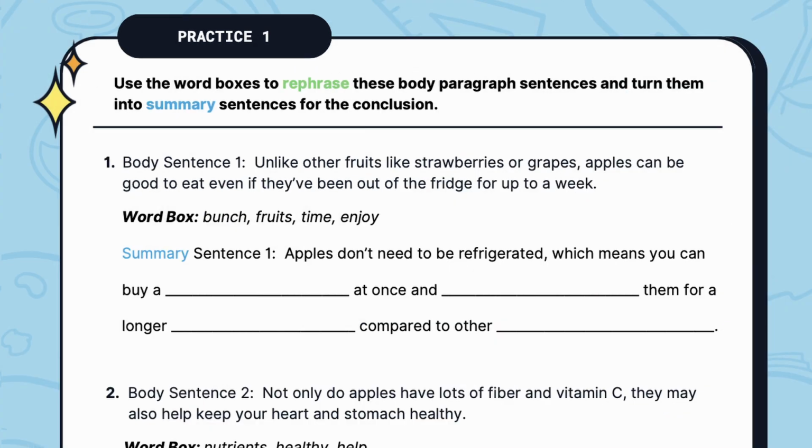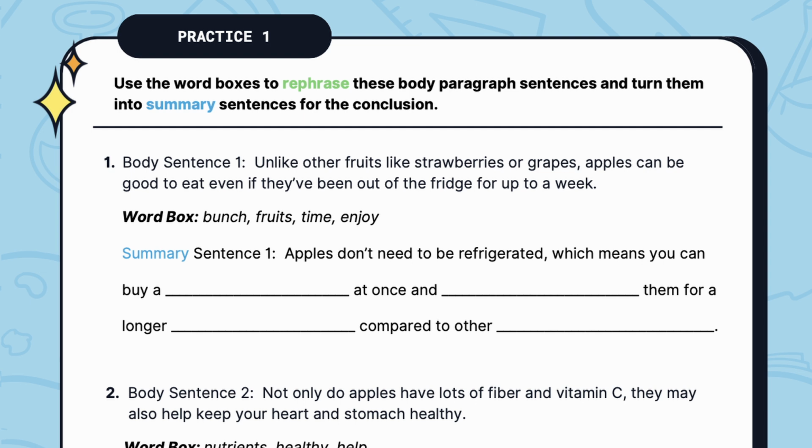Now let's do practice 1. Use the word boxes to rephrase these body paragraph sentences and turn them into summary sentences for the conclusion. Body sentence 1. Unlike other fruits like strawberries or grapes, apples can be good to eat even if they've been out of the fridge for up to a week. Word box. Bunch, fruits, time, enjoy.